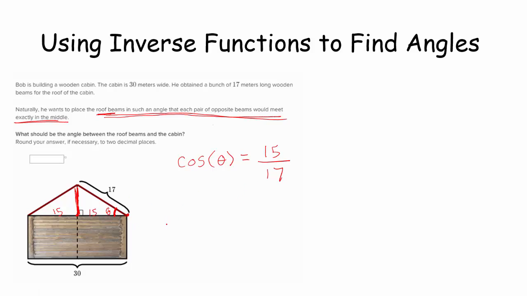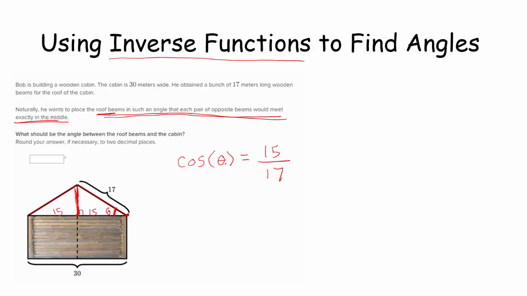I didn't pick all these problems to use the cosine function. That's just sort of how it happened. Okay, great. Now, this does not tell me what theta is, though. This is telling me that the cosine of theta is 15 over 17. I want to know what theta is, and so this is where we need to use our inverse trig functions.